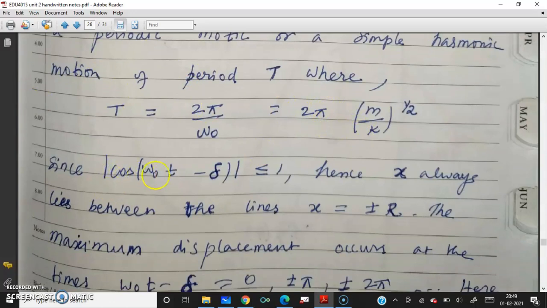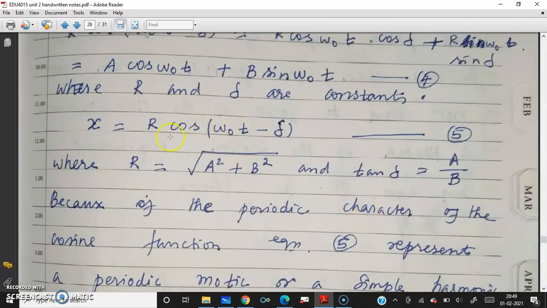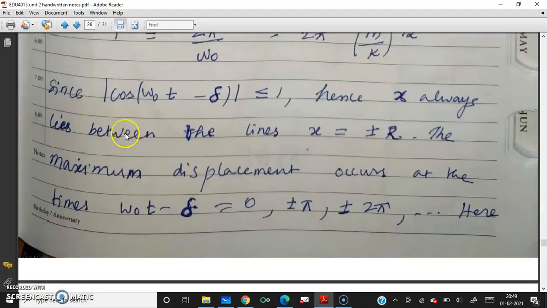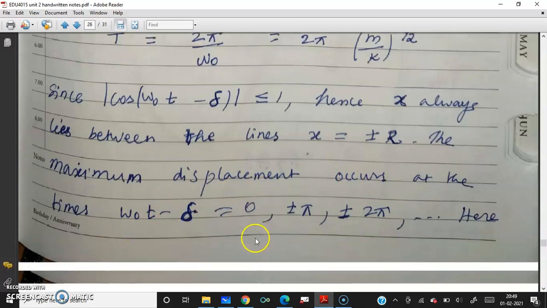So modulus of cos omega naught t minus delta is 1 always. It is at most 1, right? Hence x always lies between plus or minus r. Because here, it can't be more than 1. Maximum is 1, so it is less than or equal to 1. Therefore, x is between plus or minus r. The maximum displacement occurs when omega naught t minus delta is 0, plus or minus pi, plus or minus 2 pi, and so on.